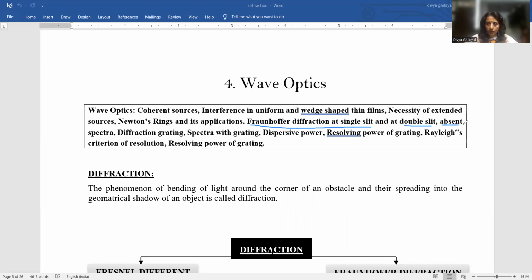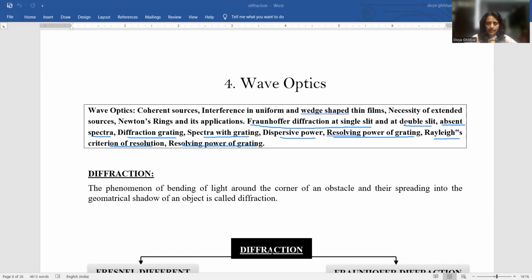The condition for absent spectra, usually the question is, what is the condition for missing order spectra in diffraction? Diffraction grating, you also have an experiment on the same in your physics lab. Spectra with grating, dispersive power of grating, resolving power of grating, Rayleigh's criteria of resolution, and resolving power of grating.